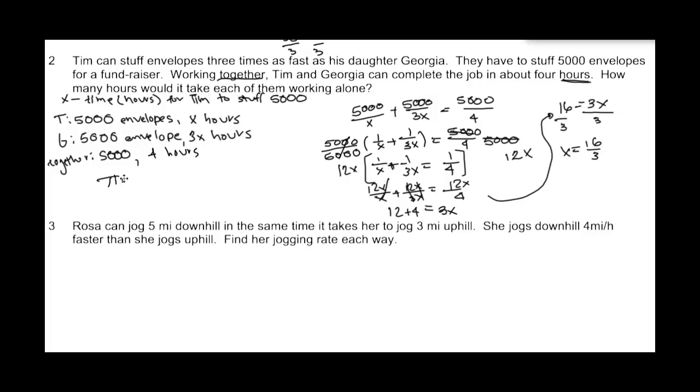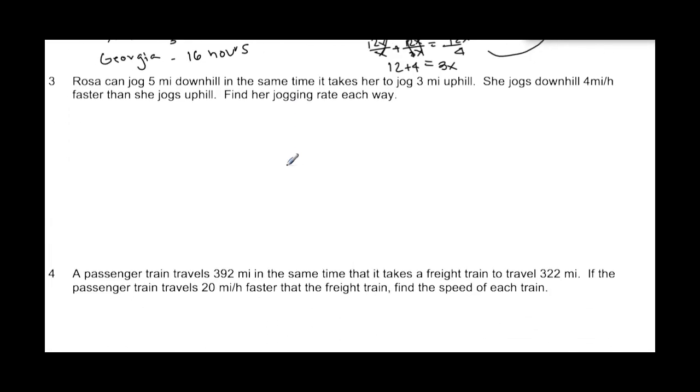So I'm just going to write myself my little notes here. Tim is going to work in 16/3, which is also about 5 1/3 hours. And Georgia will take 3 times as long, which when I multiply that by 3, just leaves 16 hours. I could write this as a sentence: it will take Tim 5 1/3 hours and Georgia 16 hours to stuff 5,000 envelopes alone. All right, let's move on to the next one.